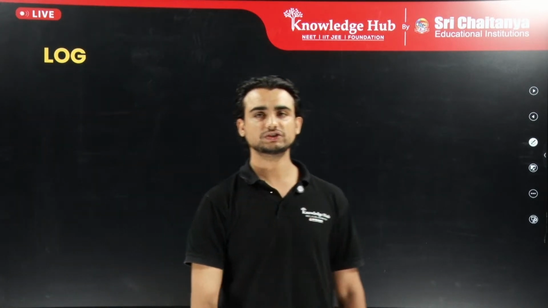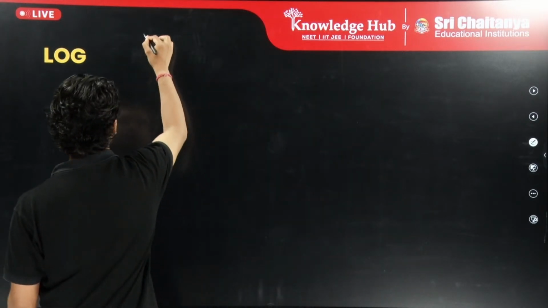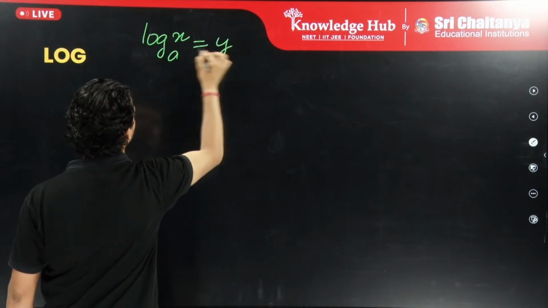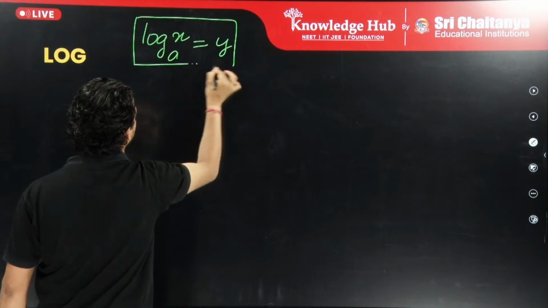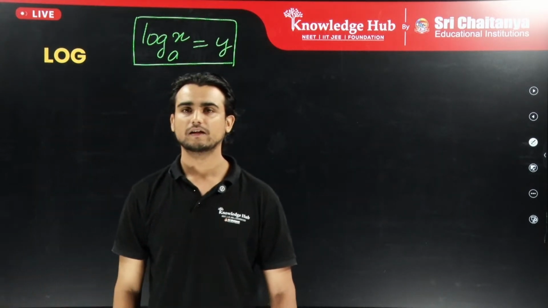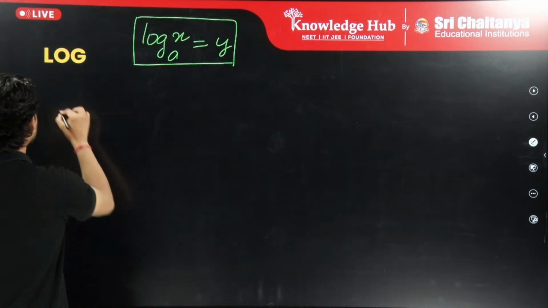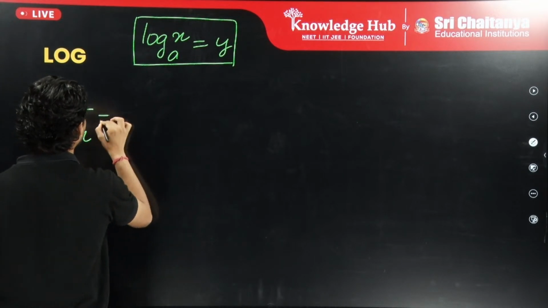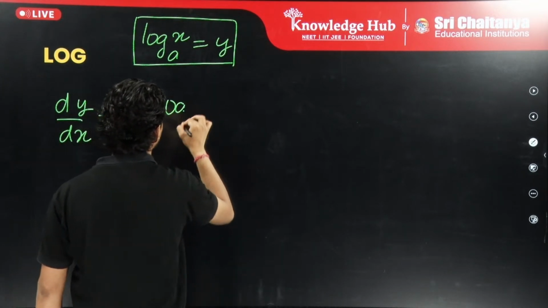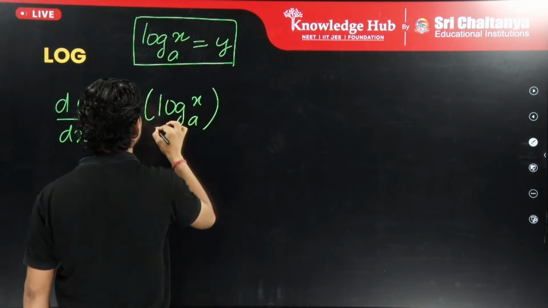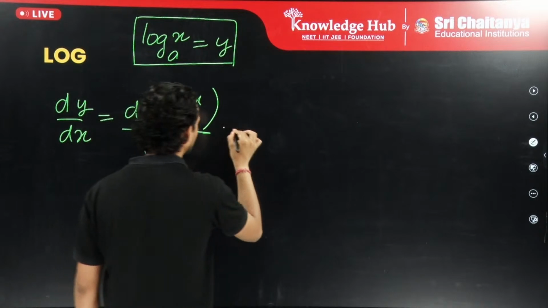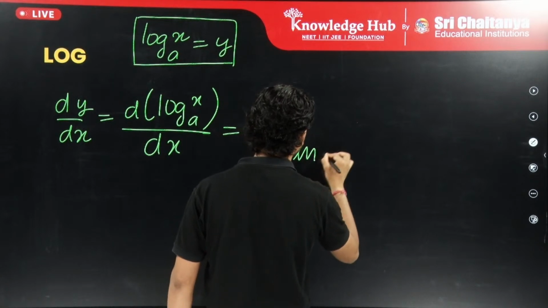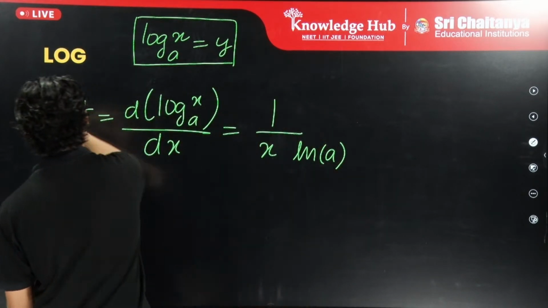What about logarithmic functions? So what are log functions? Log x base a is known as a log function. Any function of the form log x base a is known as a log function. So what is the differentiation of this? dy by dx, or differentiation of log x base a with respect to x, is equal to 1 upon x ln a.